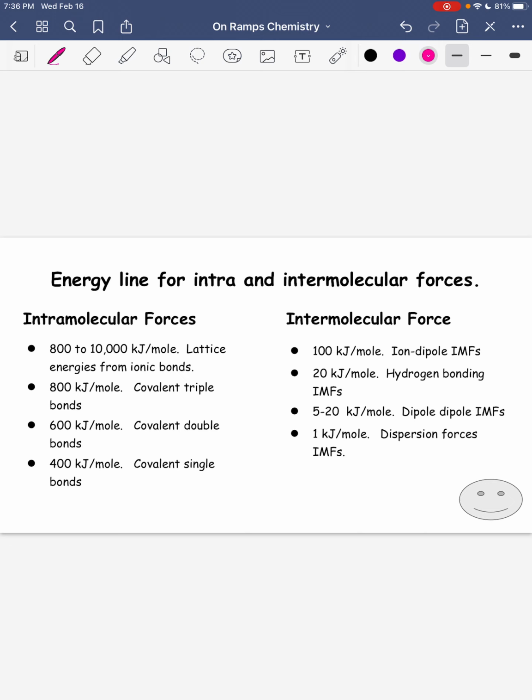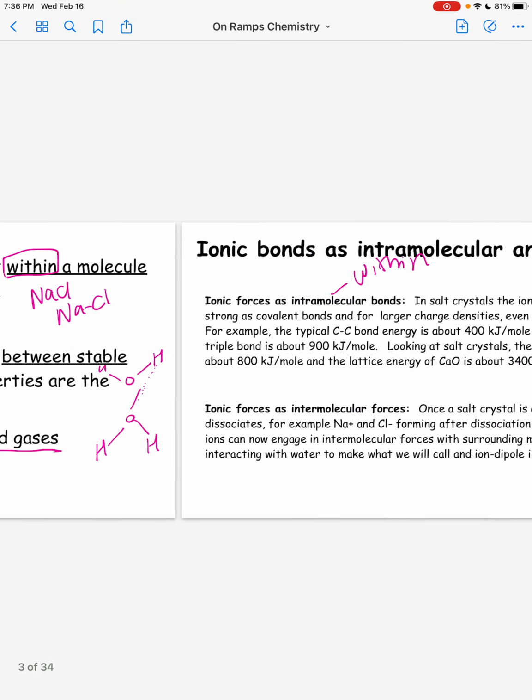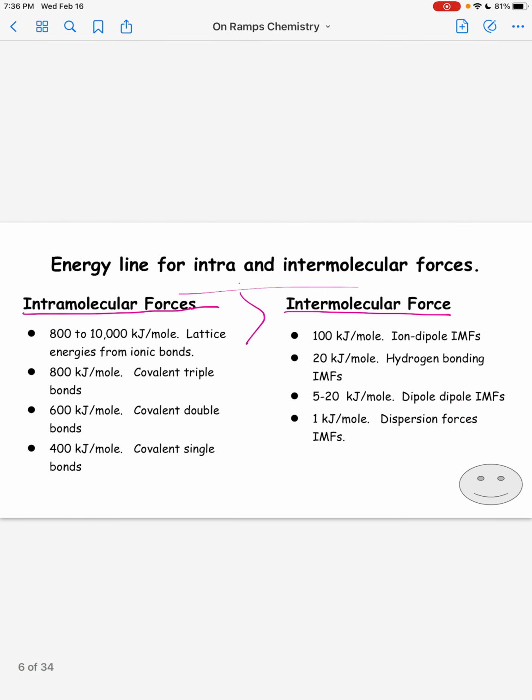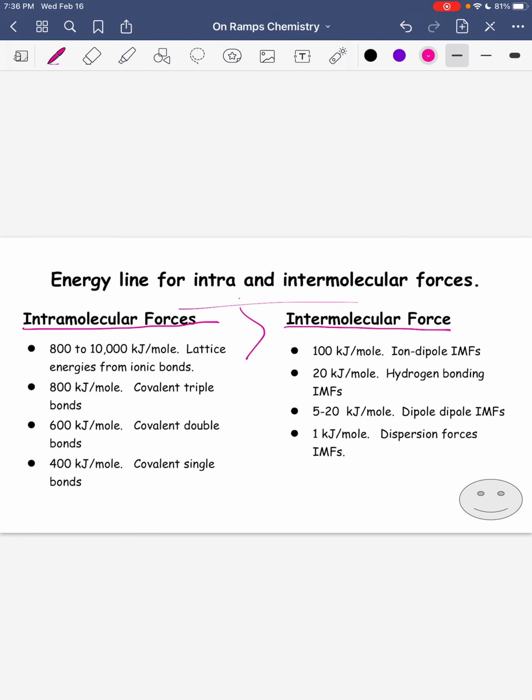Okay, so we have the energy line for intra and intermolecular forces. So this compares the energy of the type of forces we have. So as we can see, intramolecular forces are higher when compared to intermolecular forces. Okay? So this is our first smiley face within the slides. That means that it's going to be seen on that first exit ticket you take over this unit.